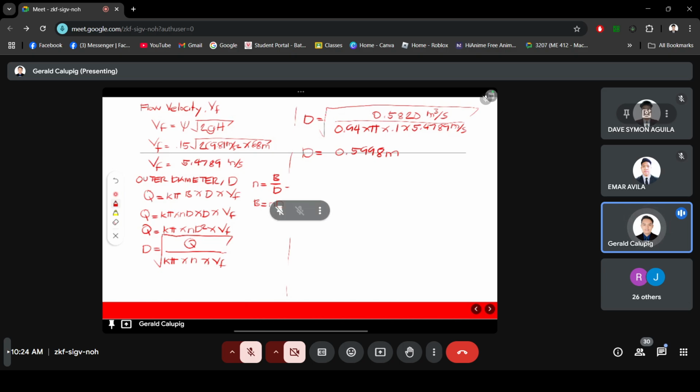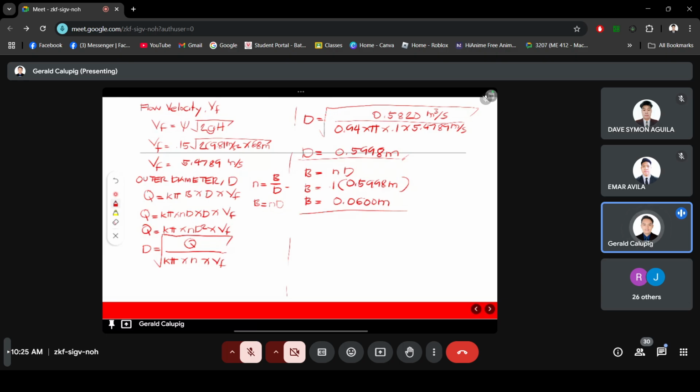So we can have here B is equal to n times D. B is equal to 0.1 times the value of D, or the diameter, which is 0.5998 meters. We can have the value of B is equal to 0.0599, or 0.06 meters.